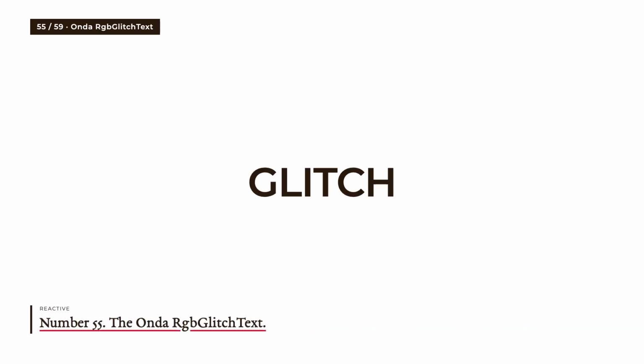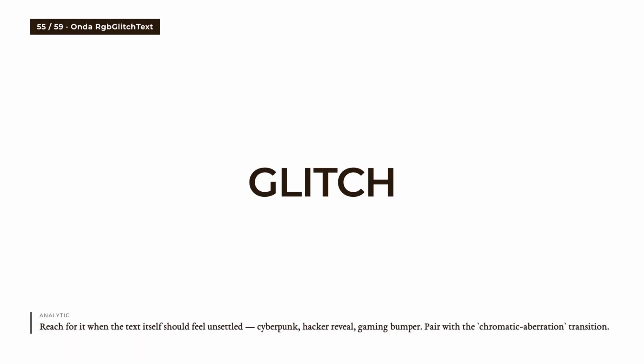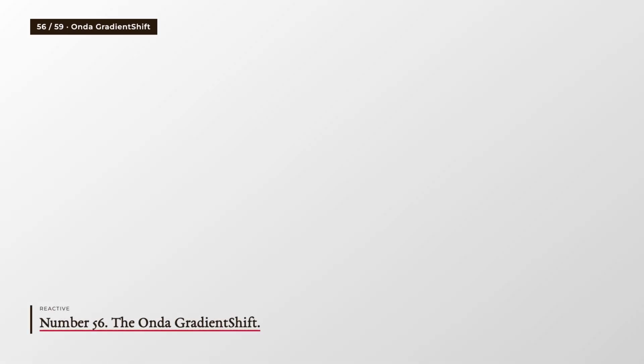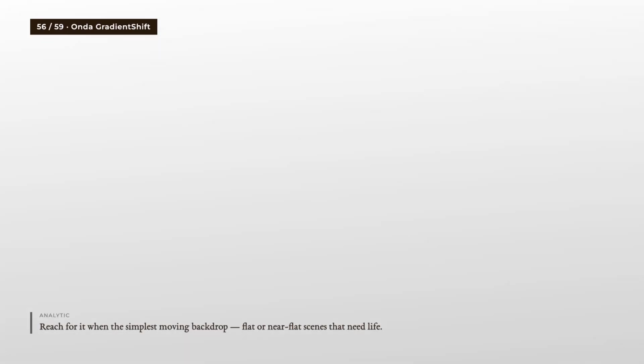Number 55, the Onda RgbGlitchText. Reach for it when the text itself should feel unsettled. Cyberpunk, hacker reveal, gaming bumper. Pair with the chromatic aberration transition. Number 56, the Onda GradientShift. Reach for it when the simplest moving backdrop, flat or near-flat scenes that need life.